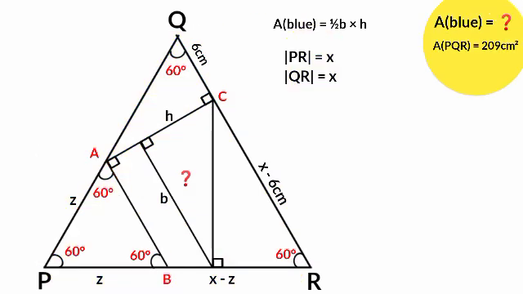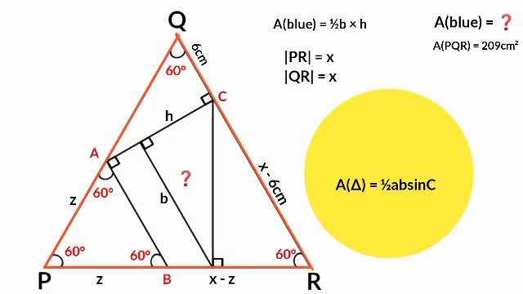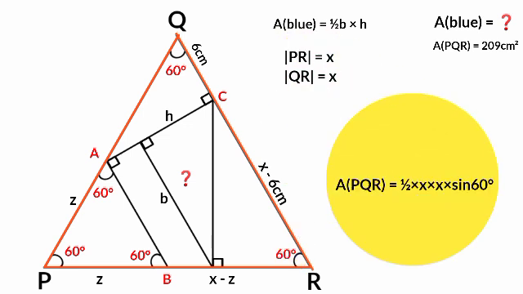Now recall here, we have the area of this triangle PQR to be 209 centimeters squared. The area of a triangle can be calculated by the formula 1/2 AB sine C. A and B are representing the length of two sides. Let's use this line PR and this line QR, while C is the angle between them, which is this here. If you substitute the values here, area of triangle PQR equal to 1/2 times X times X times sine 60 degrees. We equate it to this 209 centimeters squared.